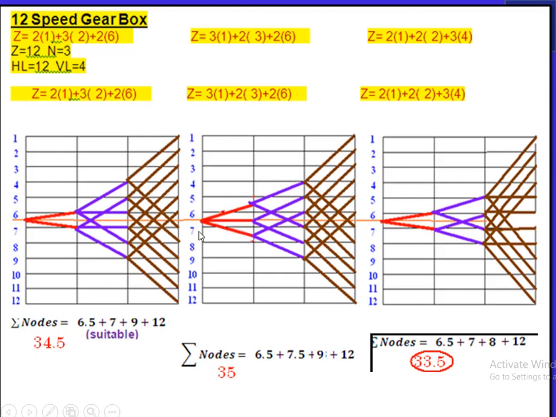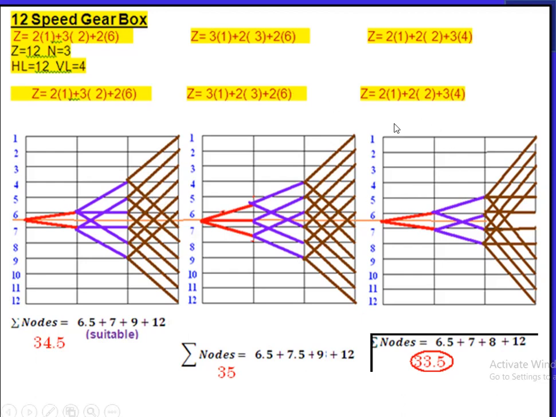In the second diagram we got here again 6.5, here 7.5, here 7.5, here 9 and here 12. The addition is 35. And in the third, again 6.5, here is 7, here is 8 and another is 12. So the addition is 33.5. So which one has the lesser value of node optimization? It is 33.5. So among the 3 structural diagrams, we can say which diagram has the lesser node values. So here we got 33.5.